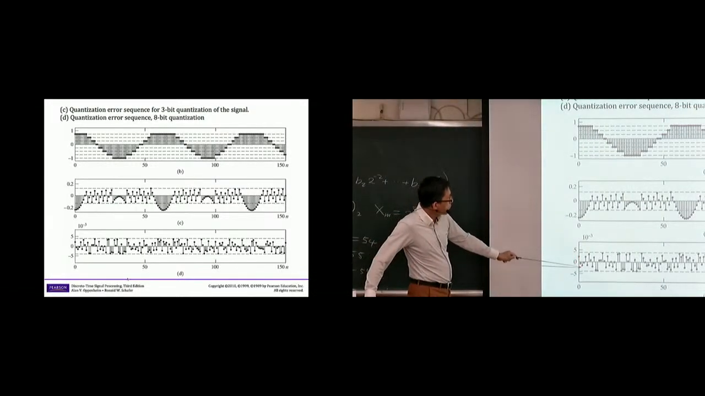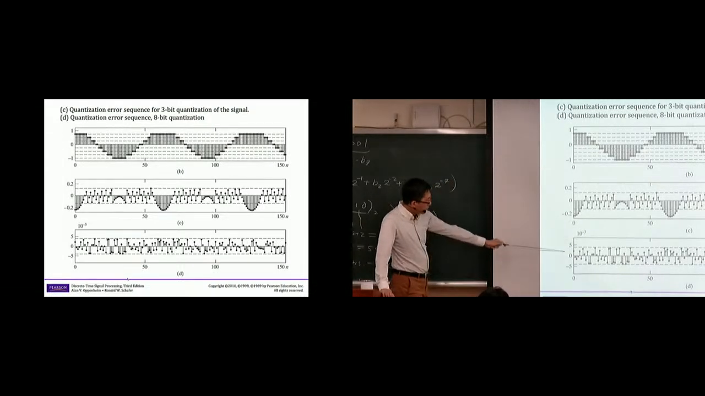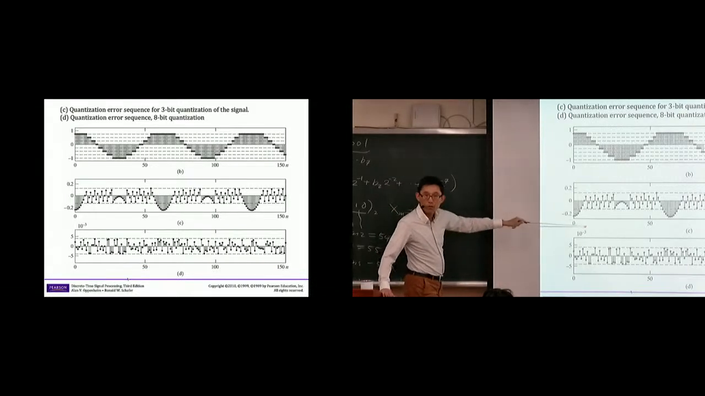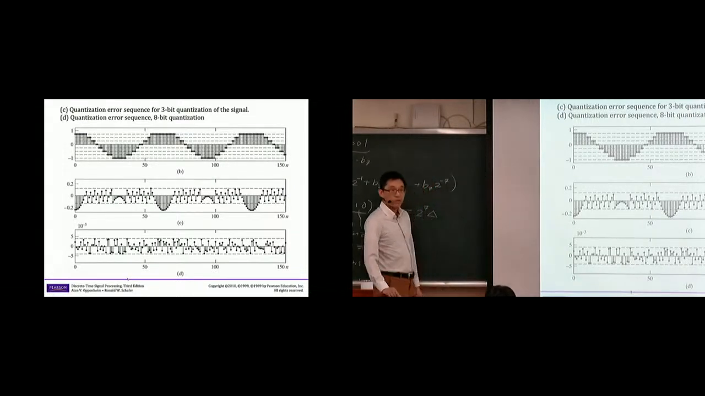The next plot is when we have 8 bits instead of only 3 bits. This is the error we have. The first thing we should notice is that the level, of course, becomes smaller. The noise level becomes smaller. Very simple stuff. Using more bits, you have a finer representation, so the error is smaller. Makes sense, right? That's from the textbook.